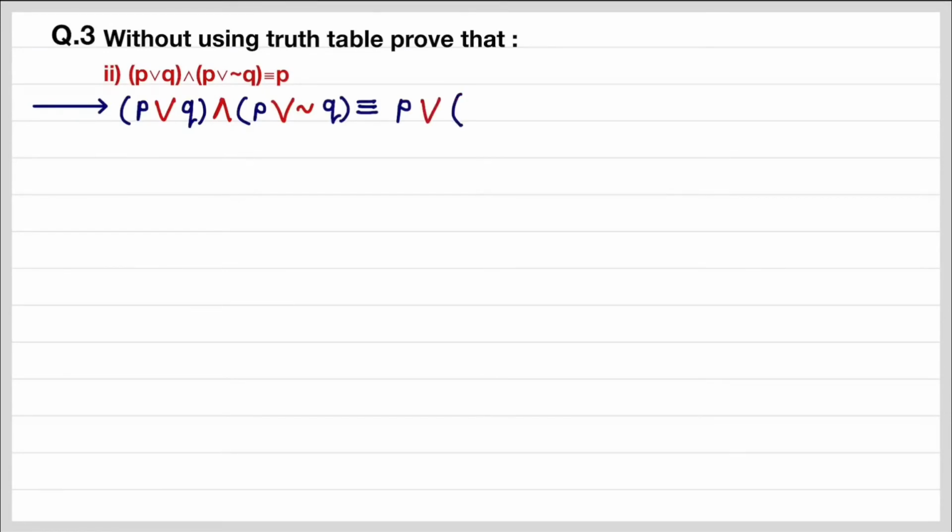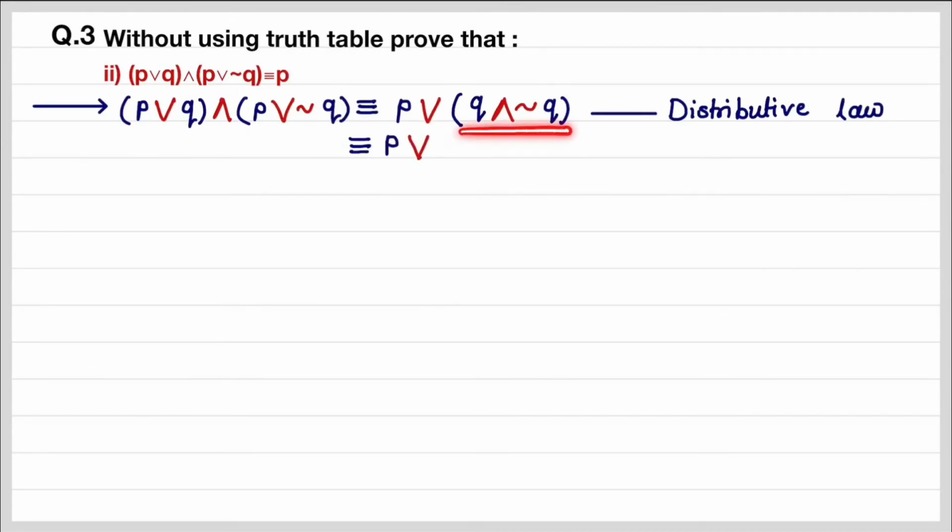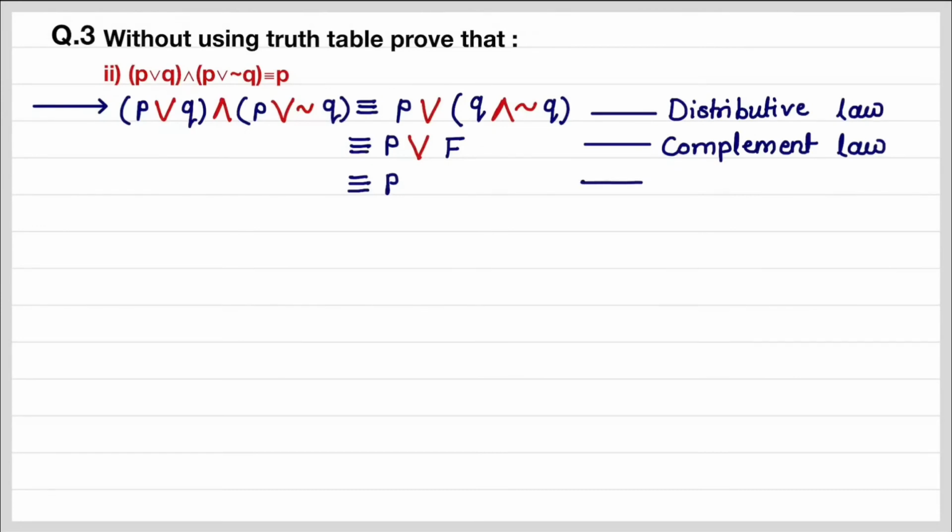Also take the common logical connective. Now in the bracket, the second statement of the first bracket, the logical connective used between the two brackets, and the second statement of the second bracket, that is P or Q and negation of Q. Law used is distributive law. But Q and negation of Q is equivalent to F by complement law. So this becomes P or F, but P or F is equivalent to P by identity law, which is equal to RHS.